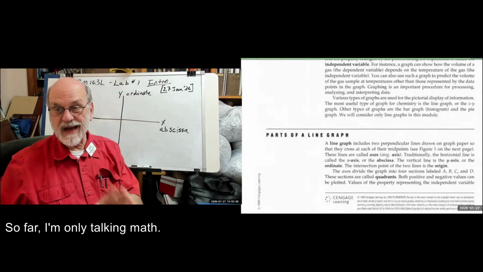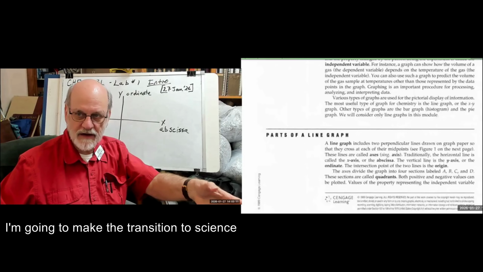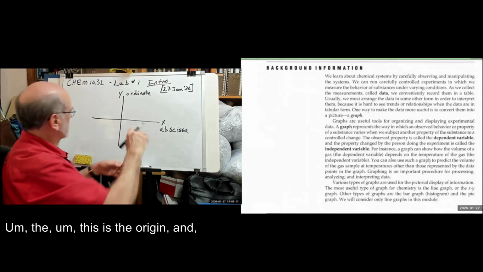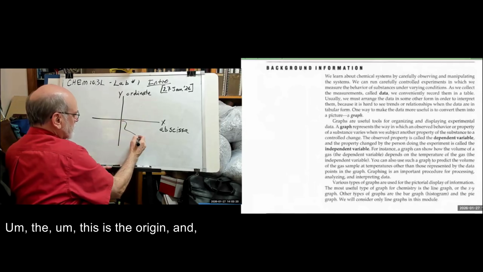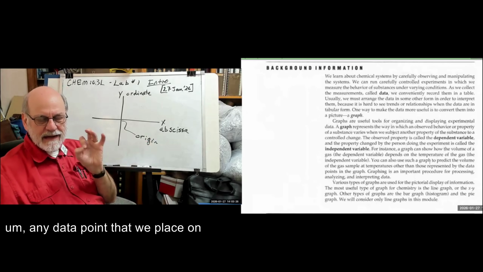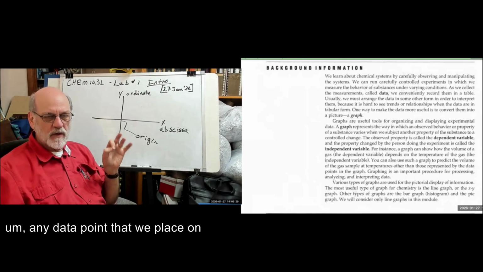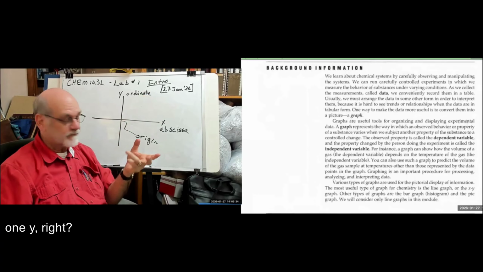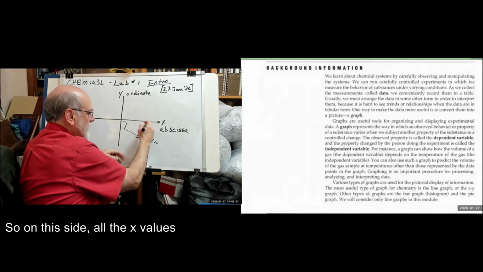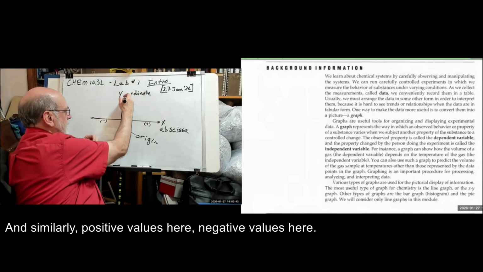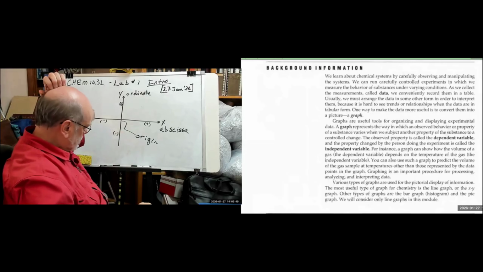Okay. So far, I'm only talking math. I'm going to make the transition to science in a second. This is the origin, and any data point that we place on this graph has two values, one x and one y, right? So on this side, all the x values are positive. On this side, all the x values are negative. And similarly, positive values here, negative values here.